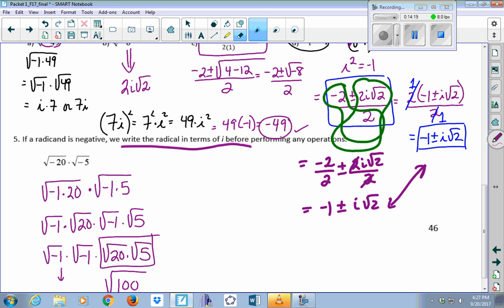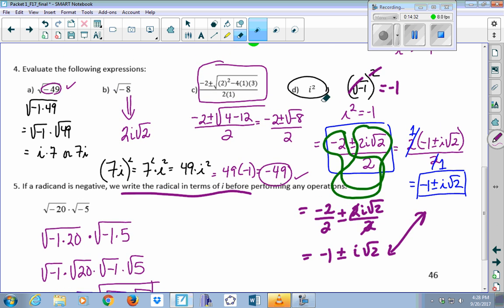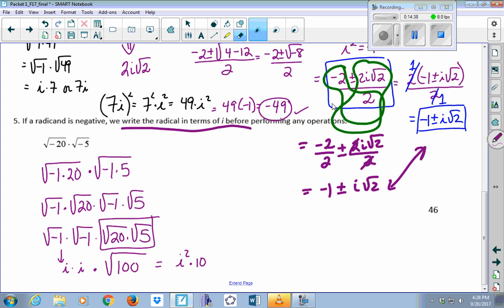And here we get i times i. So we get i squared times 10, because the square root of 100 is 10. And recall from our work up here in D, I told you you'll be using this idea a lot. i squared is the same as -1. So this becomes -1 times 10, which is -10.